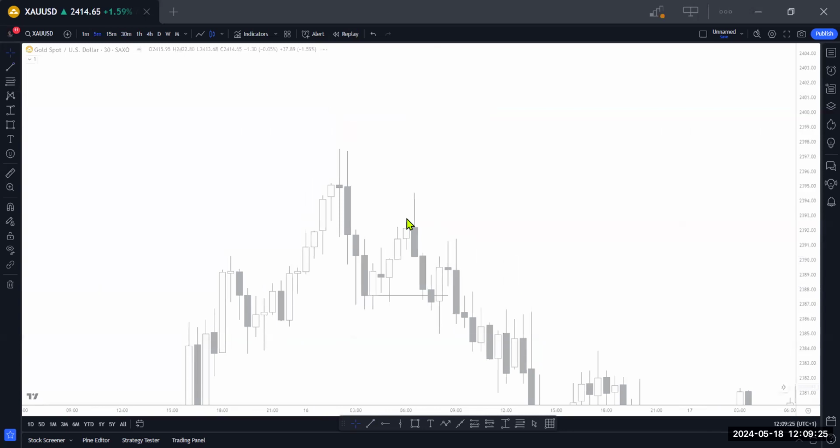So for scalping, M30 H1, always M30 H1. So if you want to be a scalper, that's going to be your best friend, right? Your M30 and then your H1.